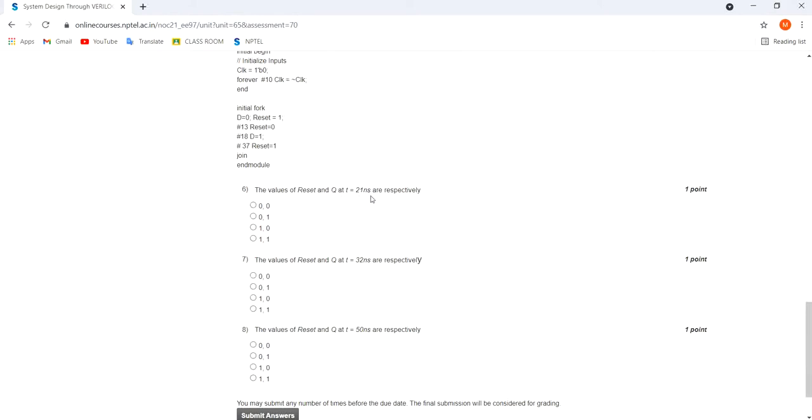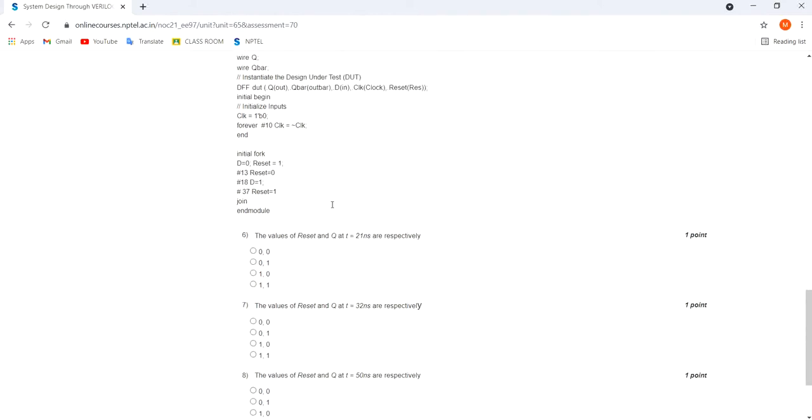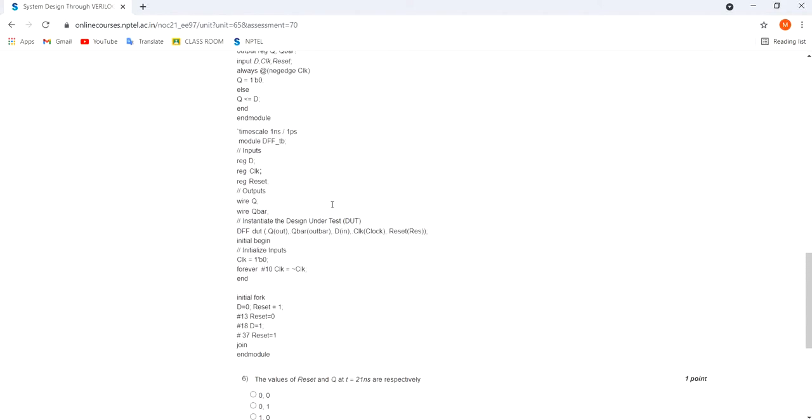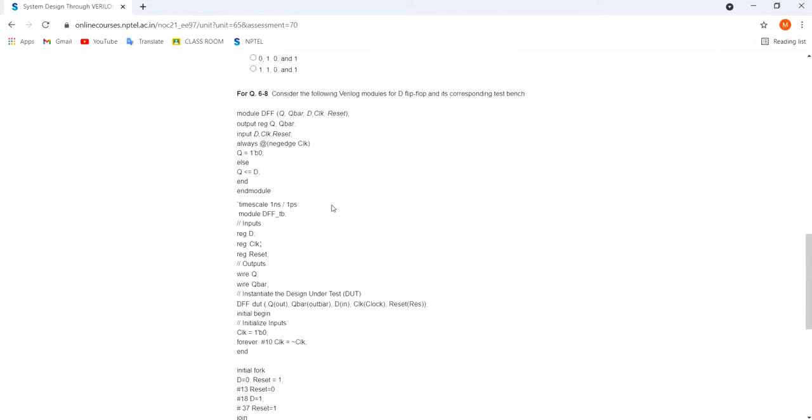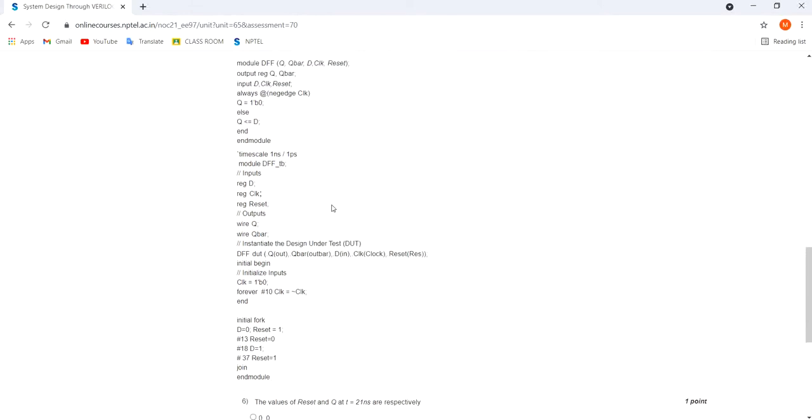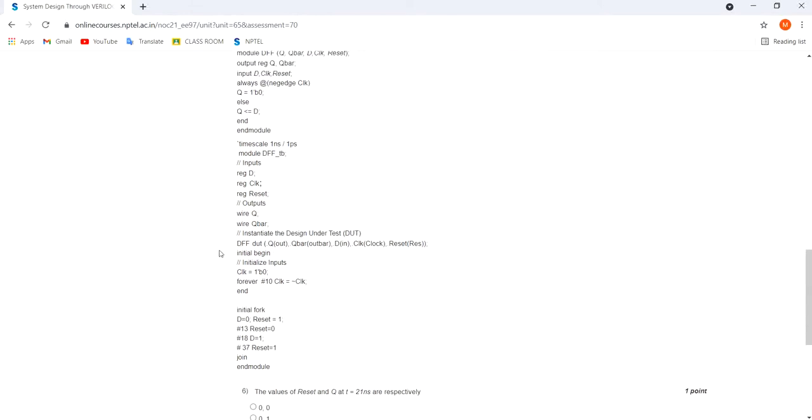to 21 nanoseconds are, respectively. We have to find the reset and Q states at time t equal to 21 nanoseconds. For this we have to draw timing diagrams theoretically by using this code.